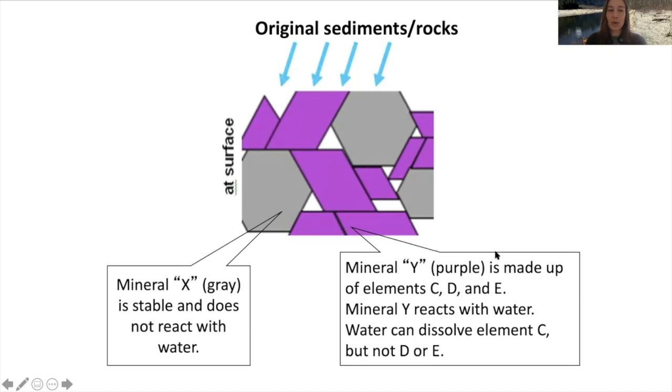Mineral X, that is gray, is stable at the Earth's surface and stable in water. It does not react with water. Mineral Y, in contrast, is made up of certain elements, one of which can be dissolved easily in water. And just by having one element that will dissolve easily in water, that entire mineral is susceptible to chemical weathering.